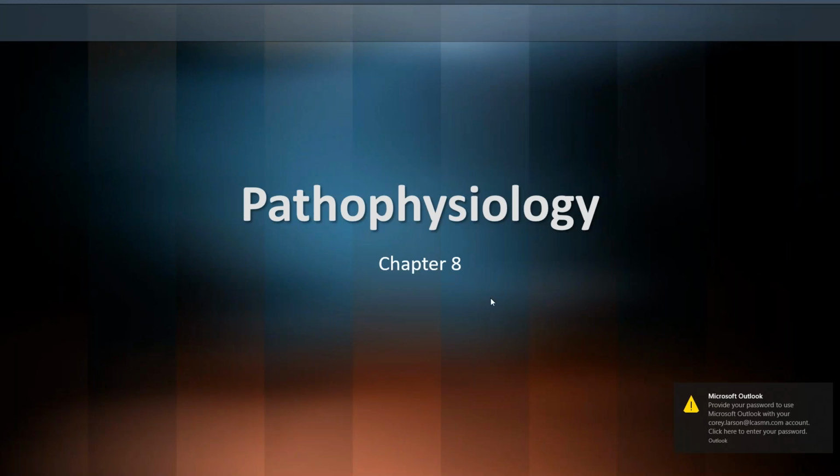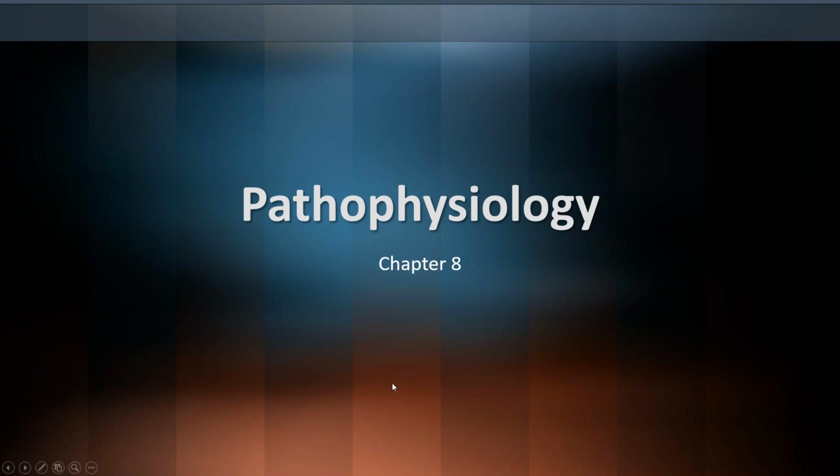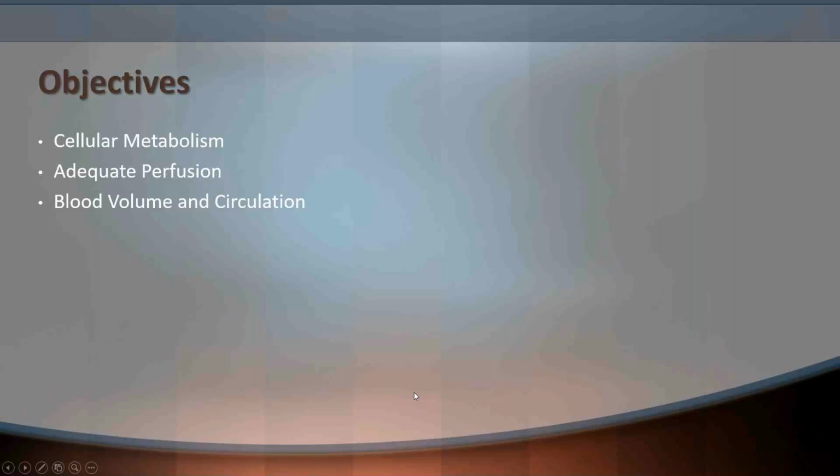Welcome in, everybody. For today's lecture, we are going to be talking about pathophysiology, which is correlated to Chapter 8 within your textbooks. So with pathophysiology, what we're going to be talking about is how the body actually functions, and we are going to specifically correlate this to perfusion, and for us as EMS providers, what we can do in order to maintain perfusion. So our objectives throughout this lecture, we're going to talk about cellular metabolism, the components needed for adequate perfusion, and then also our blood volume and circulation.